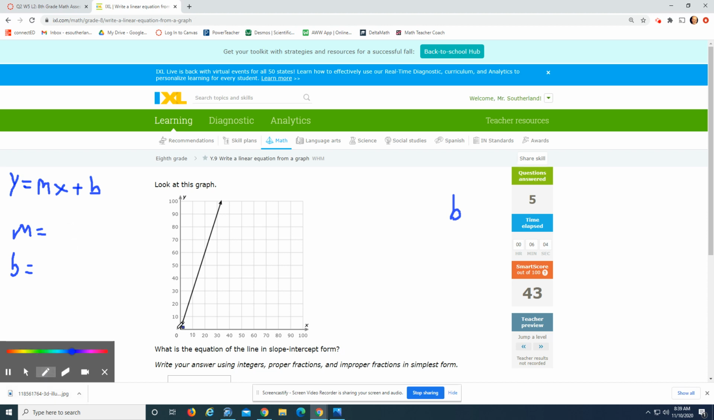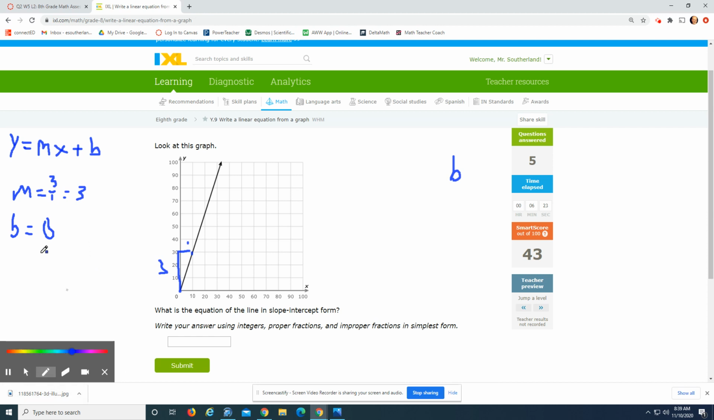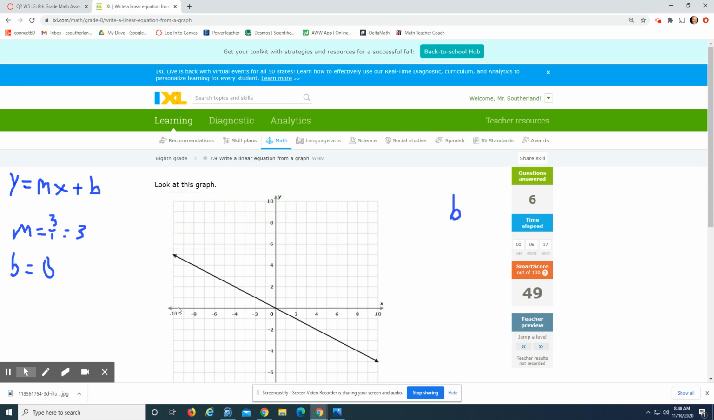So we can see that it crosses here at 0. And then we can see that it rises 3 and runs 1. So this is 3 over 1. We can reduce that to simply 3. What's interesting is you don't actually have to reduce it when you're talking about slope. So you could put y equals 3 over 1 x, and since the intercept is 0, you don't have to put it, and it'll still count you correct.